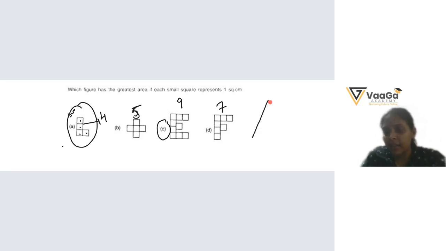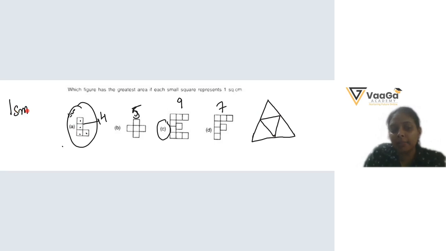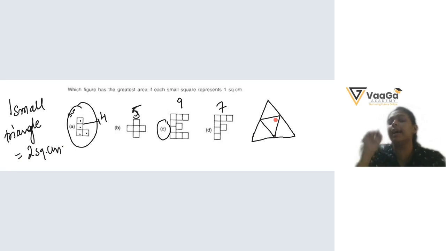Now, let's say one small triangle represents 2 square centimeters, okay? So, what is the total area of this figure? One small triangle is 2 square centimeters. So, how many small triangles do I have in this one? 8 square centimeters. Very good.